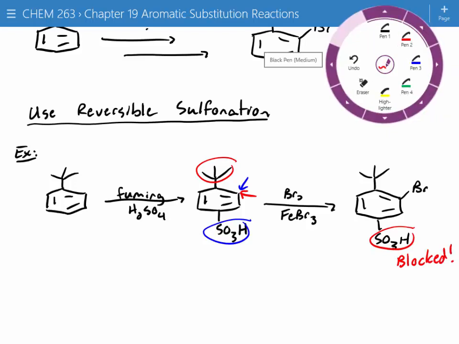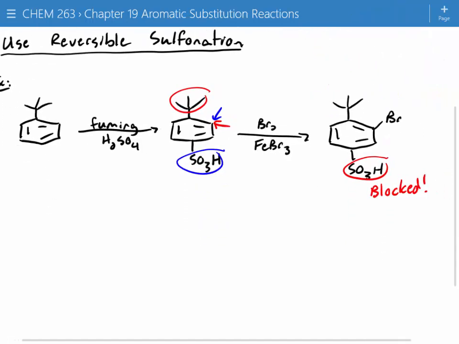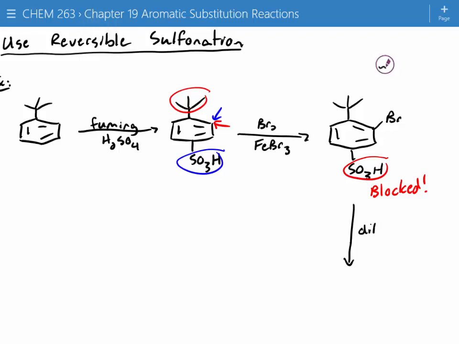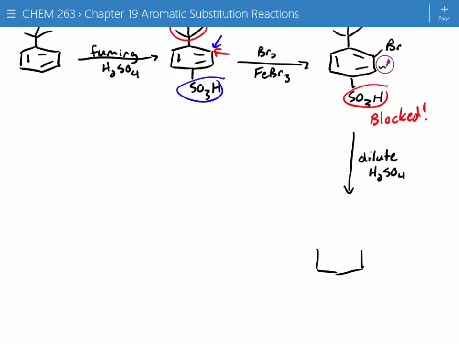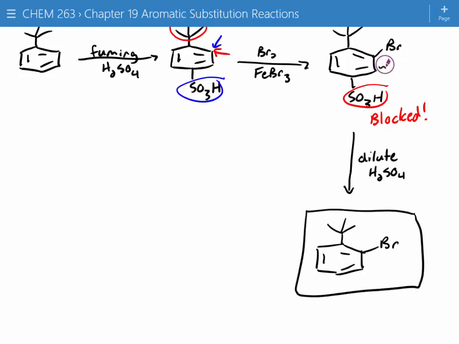All right, now how do we get that sulfonate group off to give us our final product? Dilute sulfuric acid. All right. So we've solved that problem of outcompeting sterics and actually installing it in the correct position we want by using reversible sulfonation. And this is a really, really powerful technique that we're going to use in synthesis a fair amount.